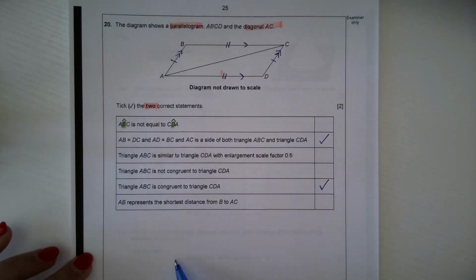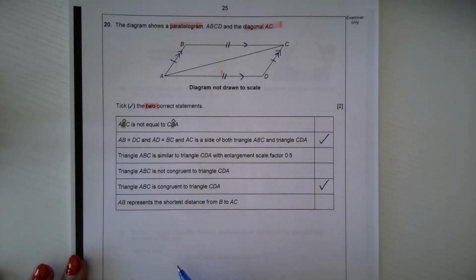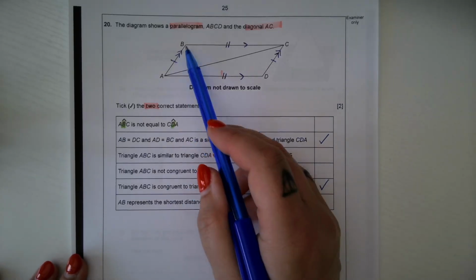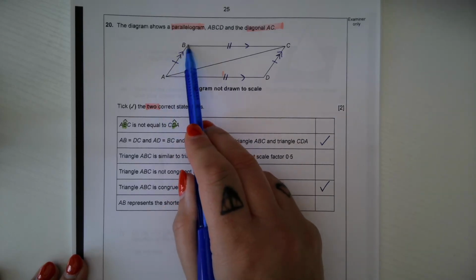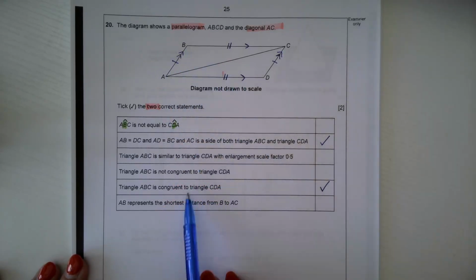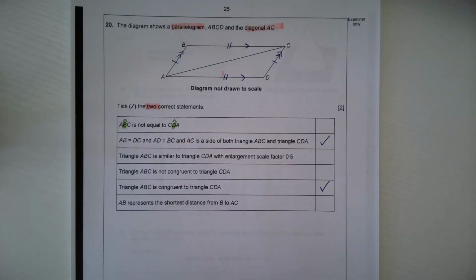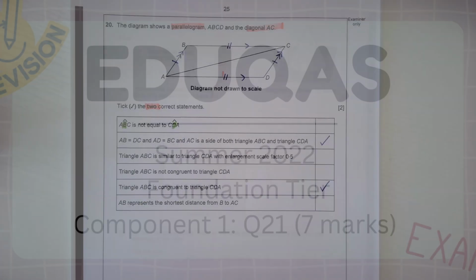AB represents the shortest distance from B to AC. So AB is the shortest distance from B to AC. Well, that's not correct, is it? That's not how it works. So we've got our 2 statements ticked there.